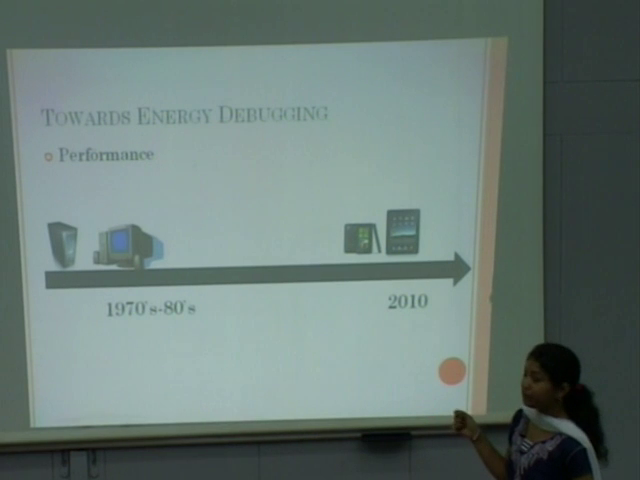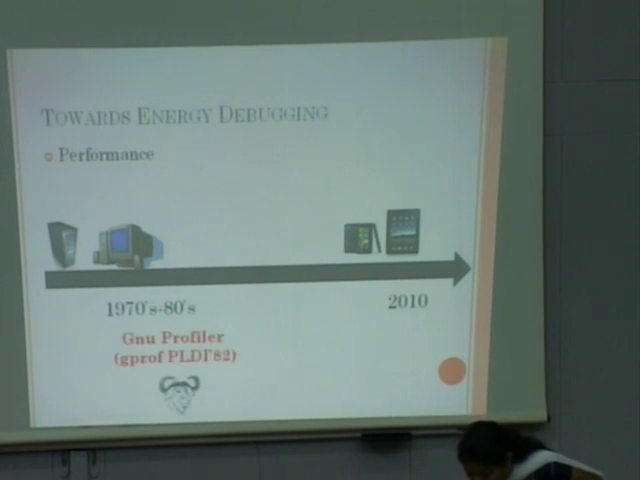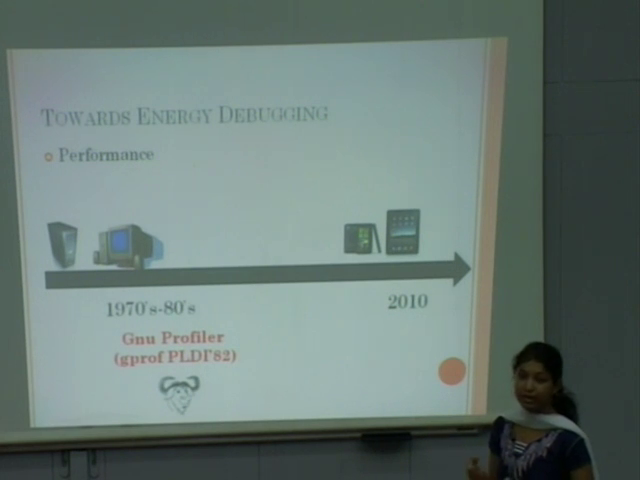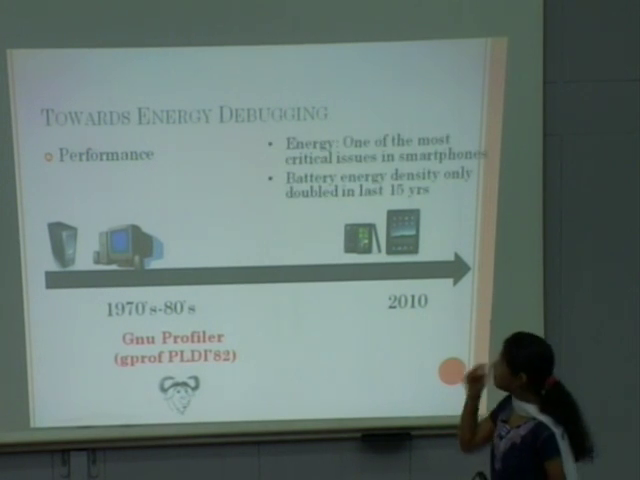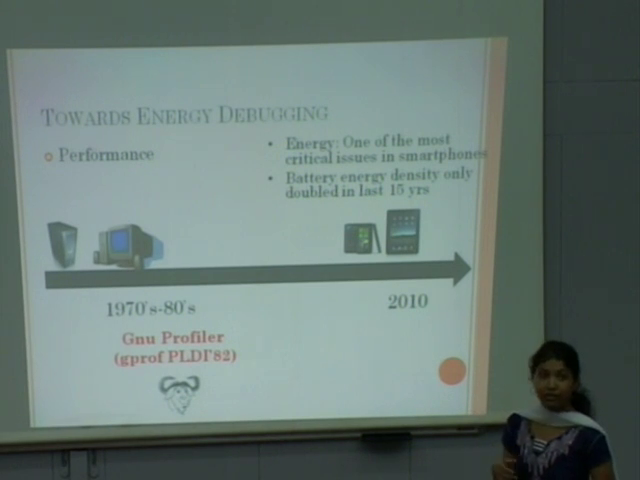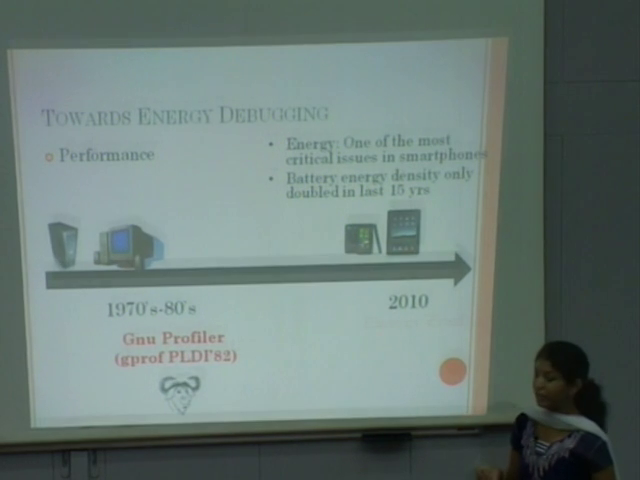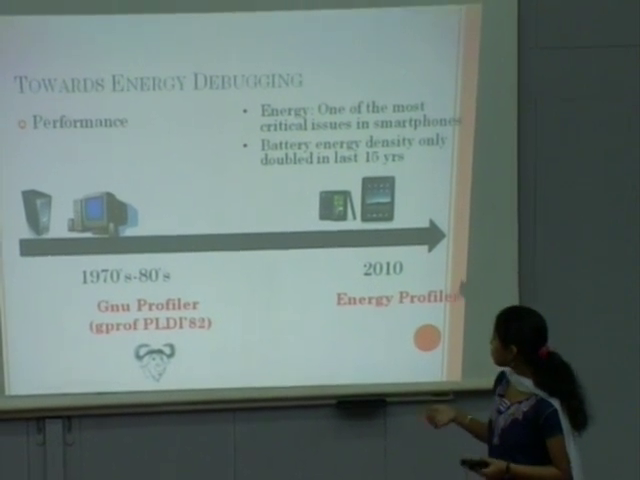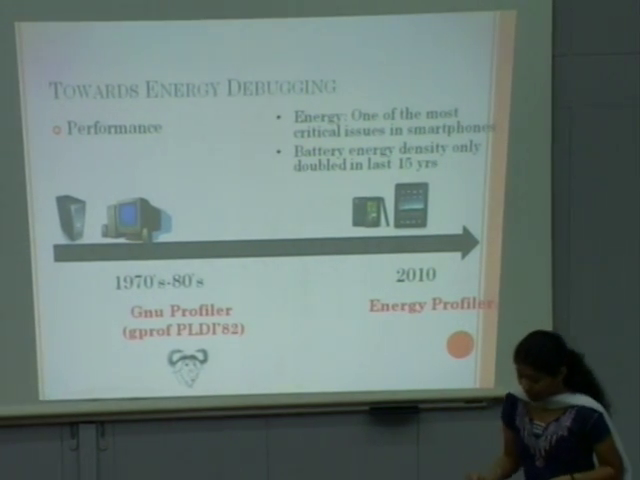when we were in the desktop era, we mostly took care of performance, how to increase the performance. For that we had GNU Profiler, a tool to determine how the performance of our desktop applications is and how we can improve it. Then as we moved on to the smartphone era, the battery life is limited. So the thing which we have to take care of most is how to save energy, which is the most critical issue in the smartphone era. So we need an energy profiler similar to the GNU profiler, which will show where the energy is dissipated, how we can conserve it and how we can reduce the energy loss.